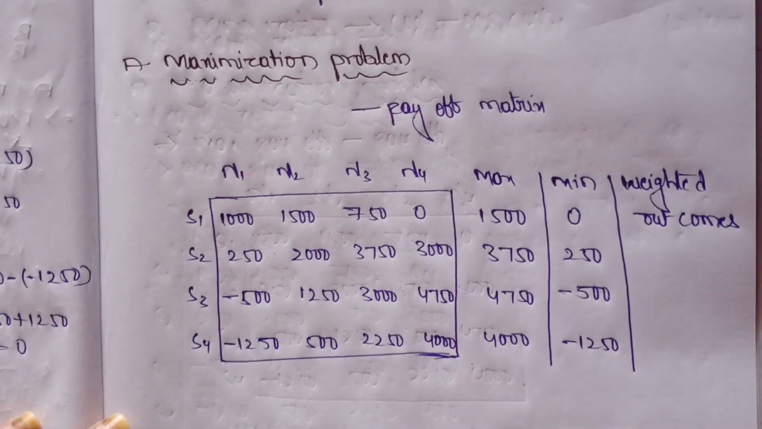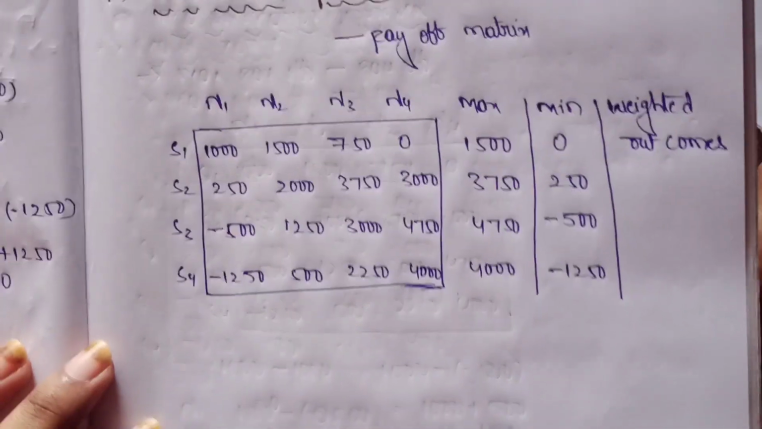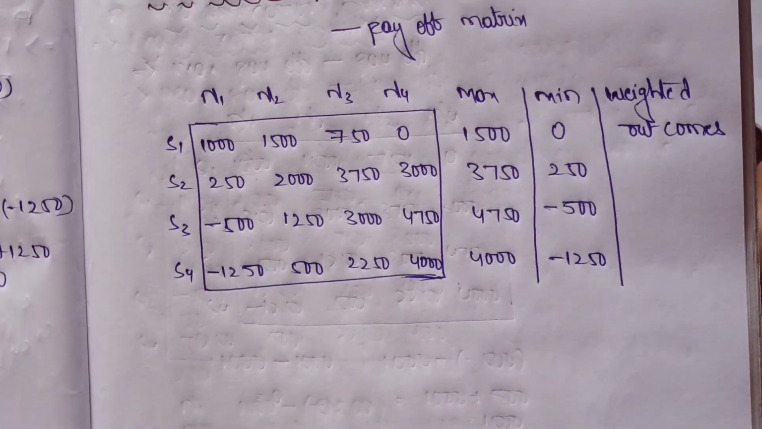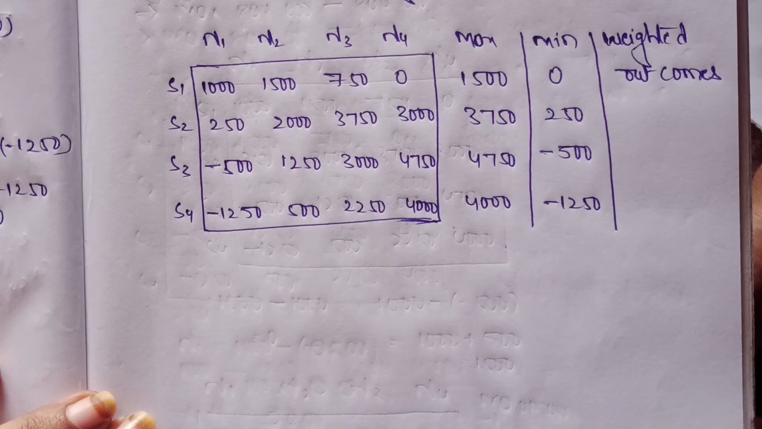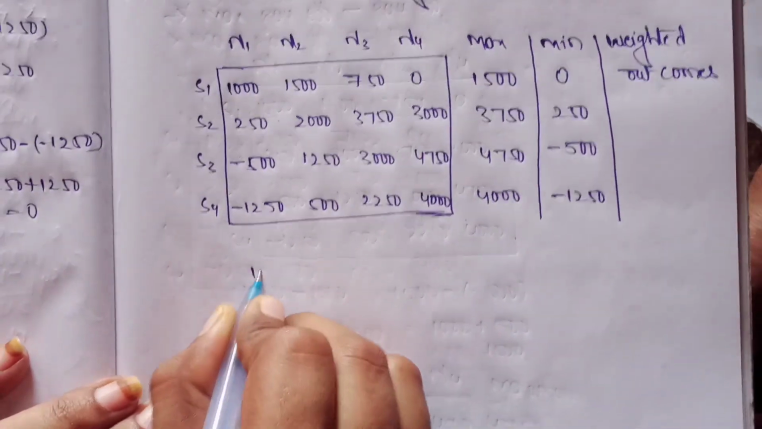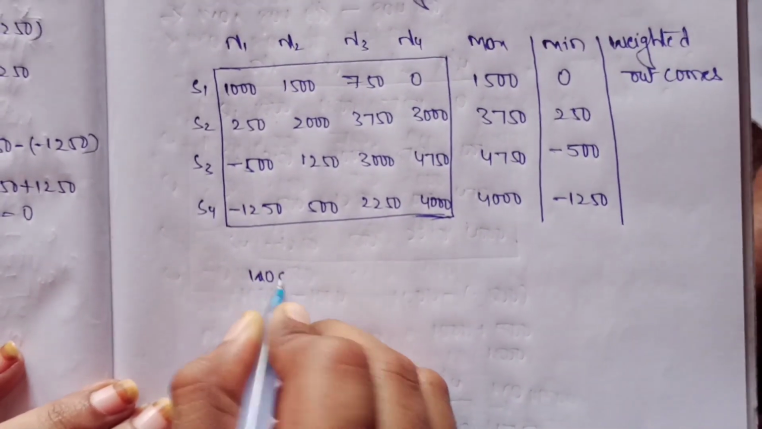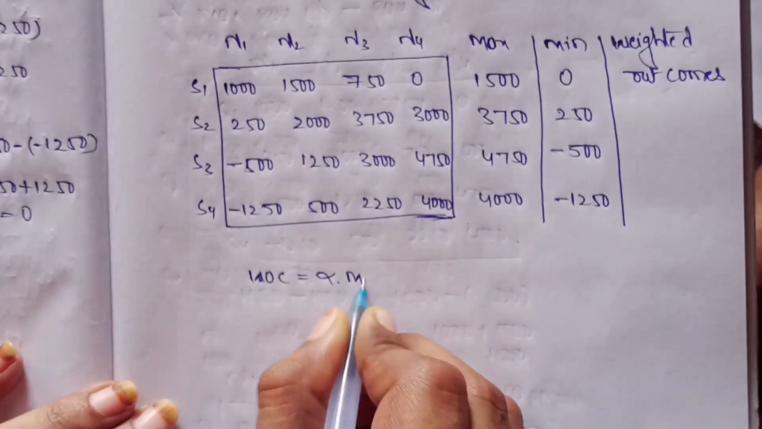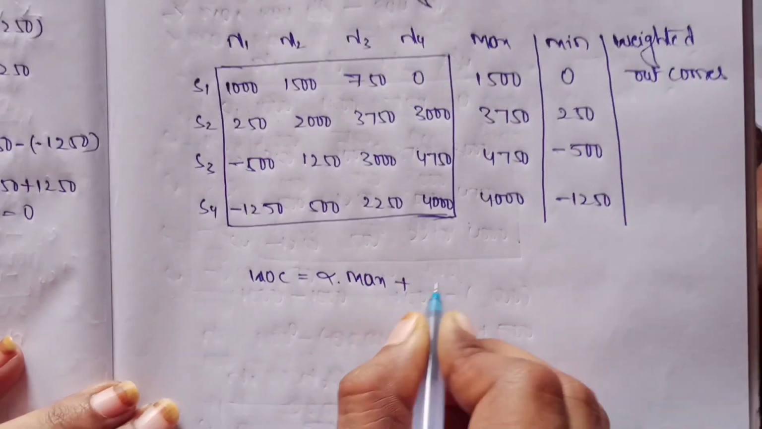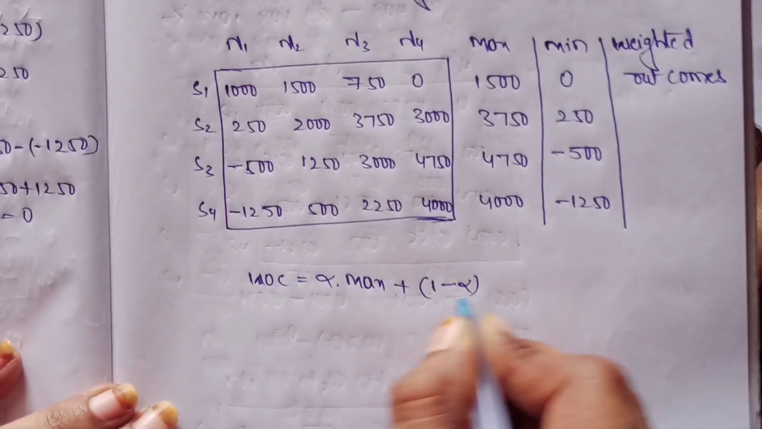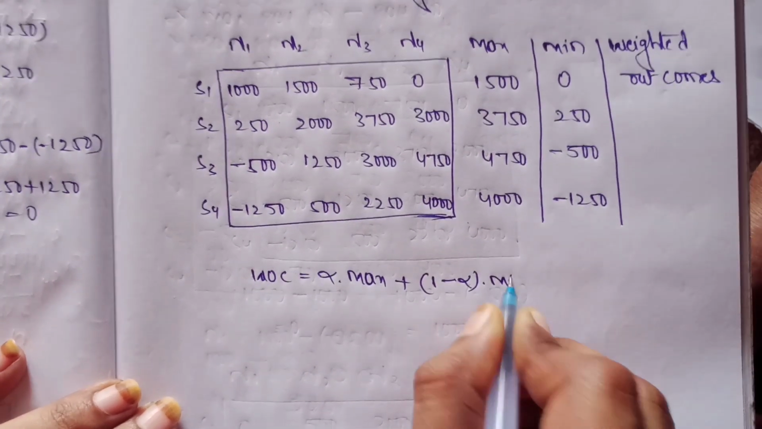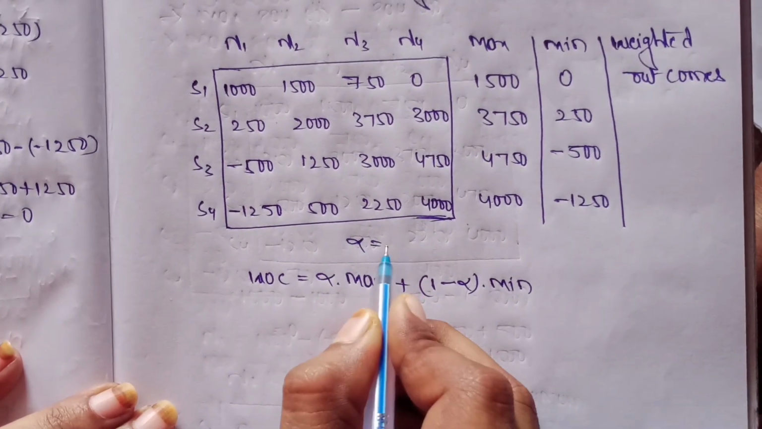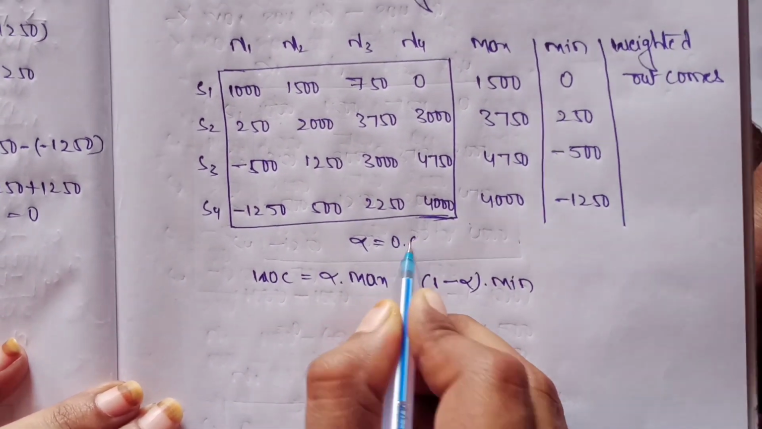So while we are going to solve for the weighted outcomes, we have to follow the formula. The formula is: weighted outcome is equal to alpha into maximum value plus 1 minus alpha into minimum value. Here the alpha value is given as 0.6.